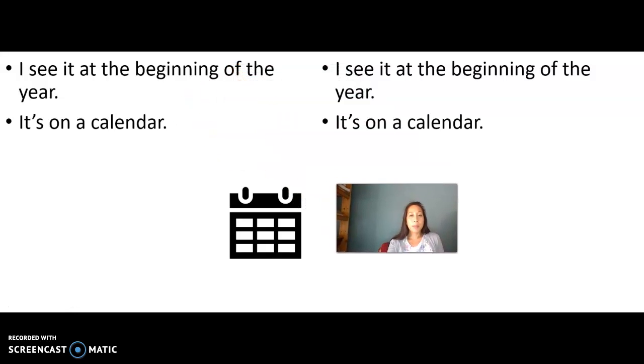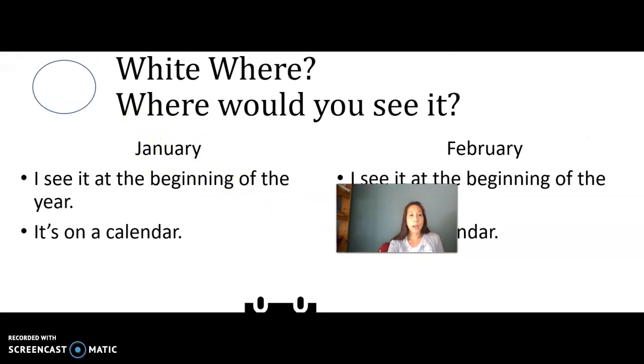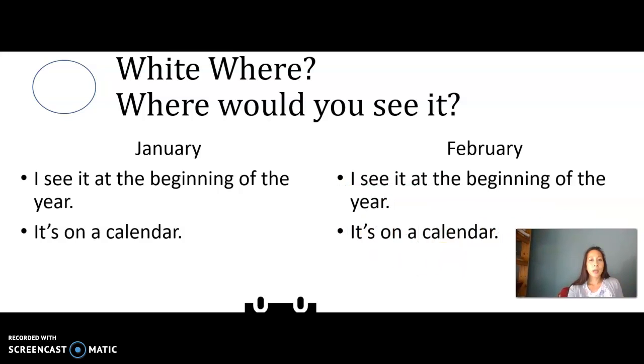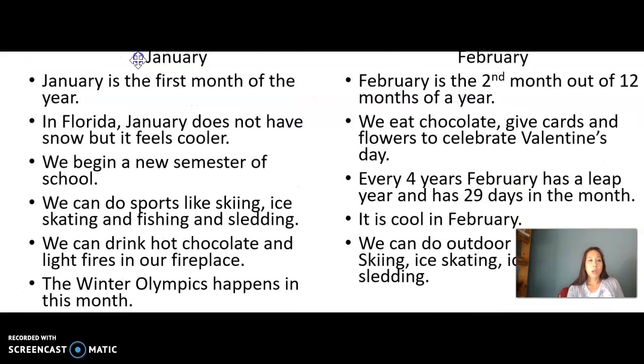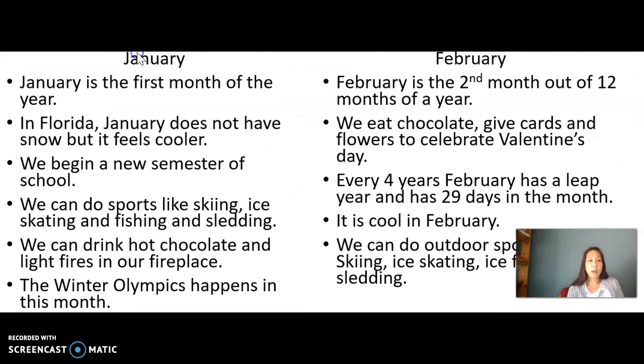So what do you see at the beginning of the year? And this symbol is white: where? The circle is where do you see it? I see it at the beginning of the year and it's on a calendar. You can think of other things that might be relevant to the months that you're going to compare. What else do I know? You're going to share what else you know. January is the first month of the year. In Florida, it's cooler. We start a new semester. So all these little details.